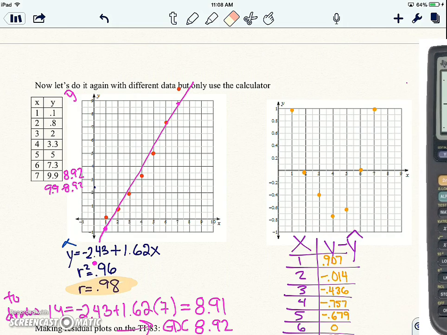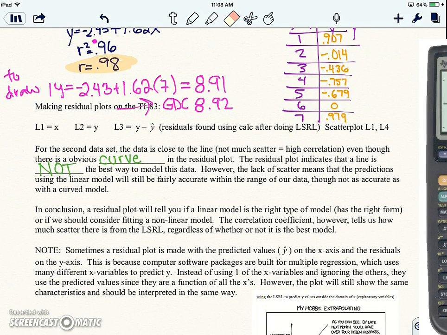All right, so let's see what's next. Here is my instructions for that. Then you put your data into list 1, your x is list 1, your y is in list 2, and your residuals in list 3. Okay, and this is a typo. The scatter plot should be L1, L3. There's a harder way to do it where you would need to use L4.